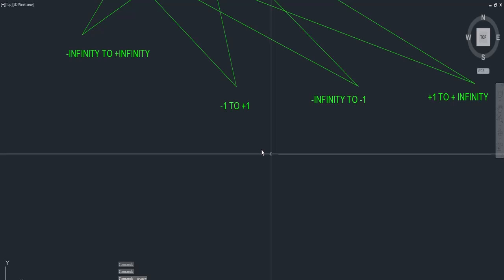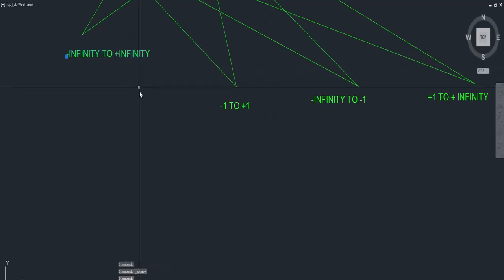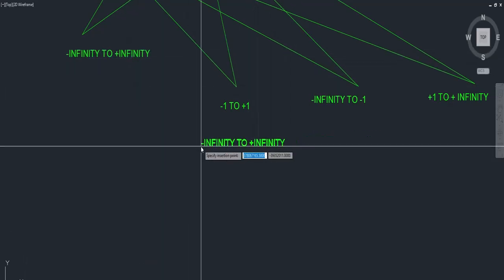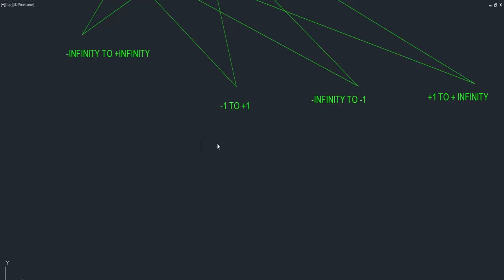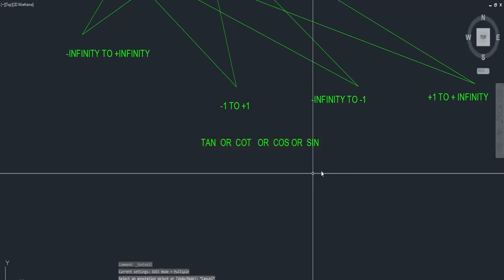So if it is minus 1 to plus 1, then it has the option that it is eaten by the tan animal or cot animal or cos animal or sine animal. So 4 possibilities are there for this condition.